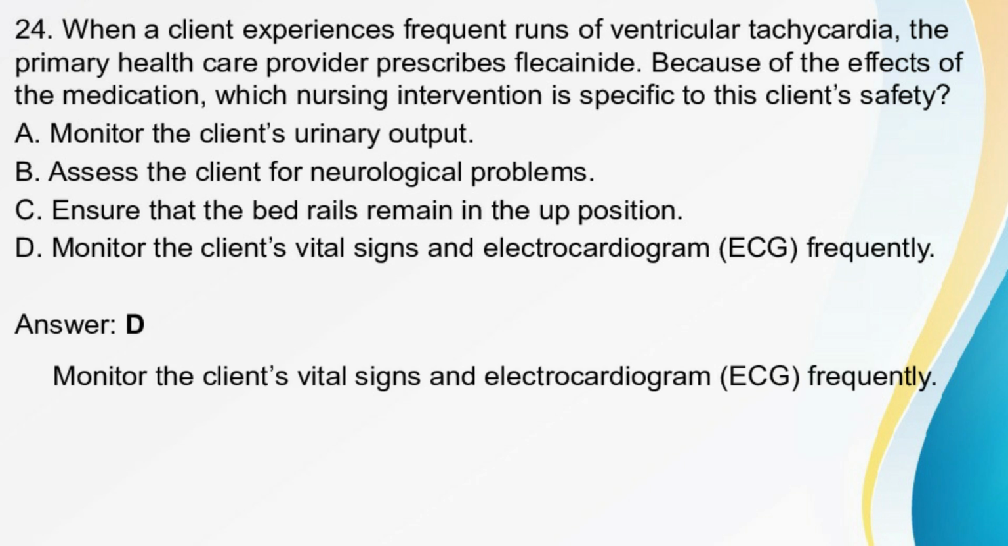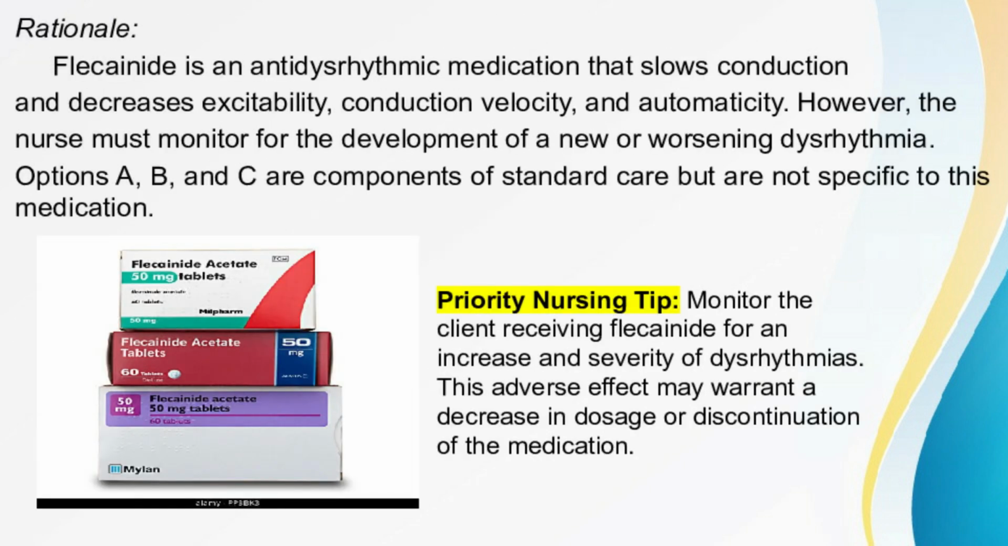Letter D. Monitor the client's vital signs and electrocardiogram (ECG) frequently. Flecainide is an antidysrhythmic medication that slows conduction and decreases excitability, conduction velocity, and automaticity. However, the nurse must monitor for the development of a new or worsening dysrhythmia. Options A, B, and C are components of standard care but are not specific to this medication. Priority nursing tip: monitor the client receiving flecainide for an increase in the frequency and severity of dysrhythmias. This adverse effect may warrant a decrease in dosage or discontinuation of the medication.